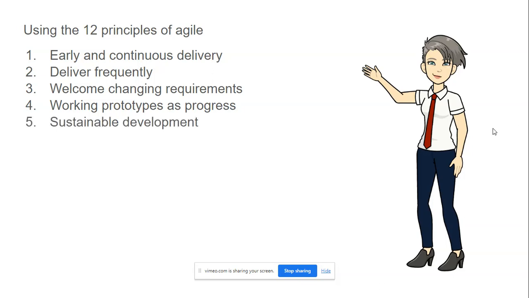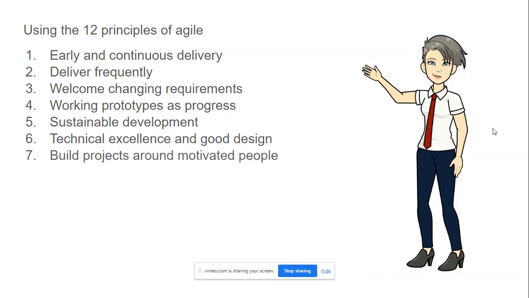And the next one, sustainable development. So it must be sustainable over time when you're developing. The next one, technical excellence and good design. So that should not be compromised. The technical excellence and good design must be maintained. So you follow the best practices within the system.